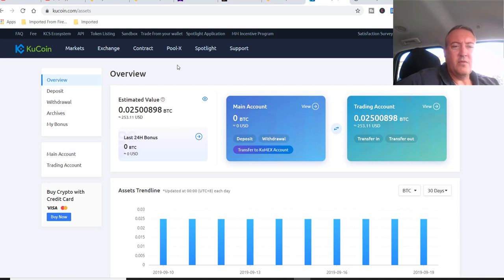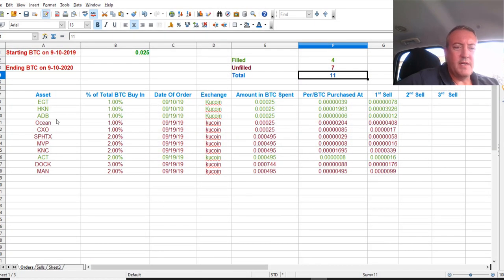Here we are on KuCoin. This is the actual dashboard. I showed this probably about a week and a half, 2 weeks ago. I did a video on this. So I did deposit 0.025 BTC, about $250 worth of Bitcoin. I have done some trades here recently. I'll pull up my little trading sheet. Did some on the 10th, right around when I opened the account, and I did a handful of them yesterday, about 9 yesterday. Two of them have been filled since yesterday.